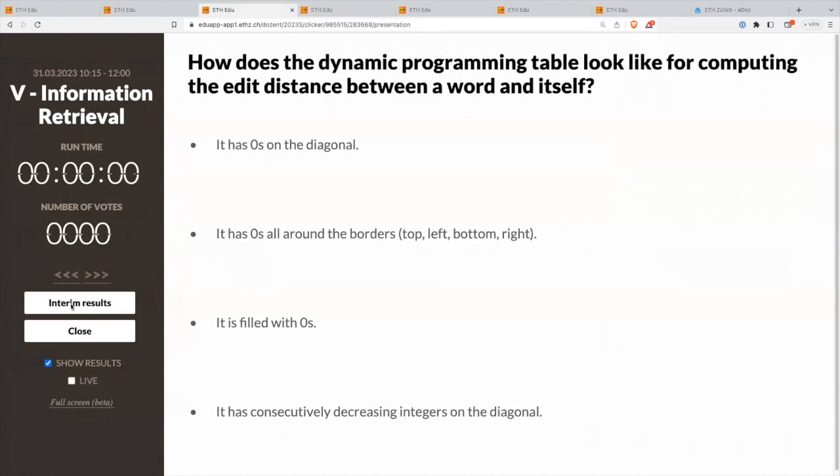Then another one about the edit distance. If I compute the edit distance between a word and itself, I take the same word. So obviously the distance will be 0, right, between a word and itself. But what about the table, the dynamic programming square that you would draw for this? Does it have zeros on the diagonal? Does it have zeros all around the borders? Is it filled with zeros all over the place, or does it have consecutively decreasing integers on the diagonal, all the way down to 0?